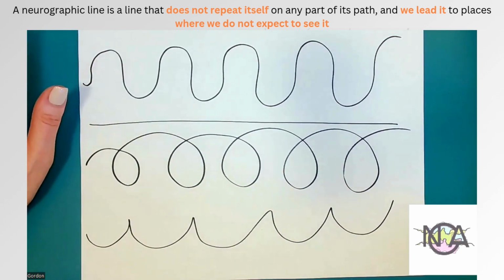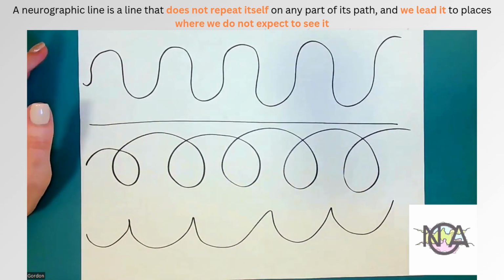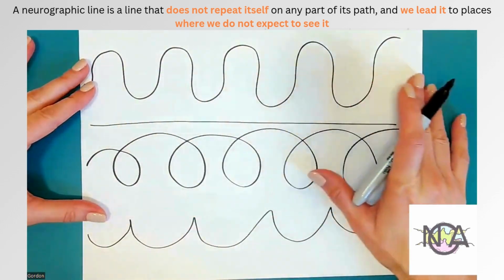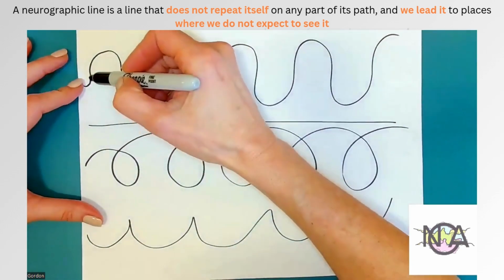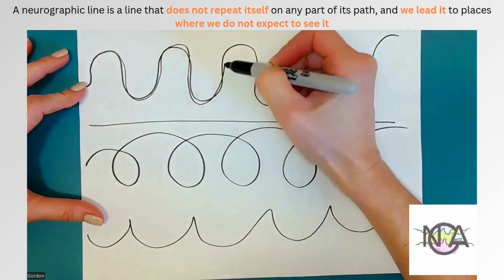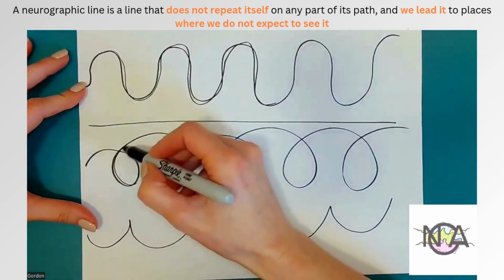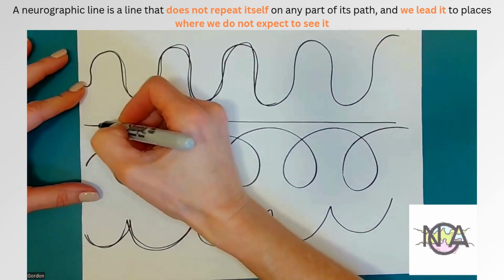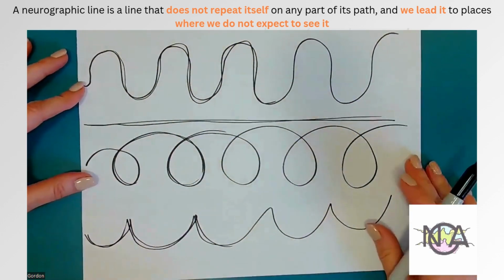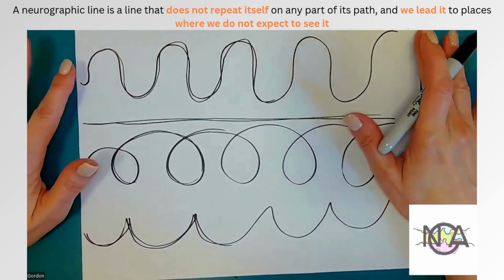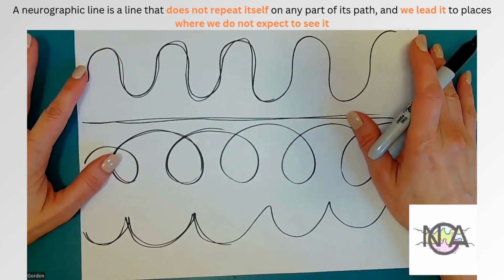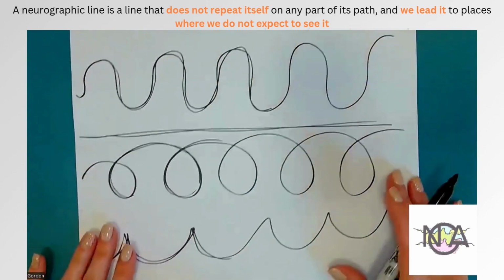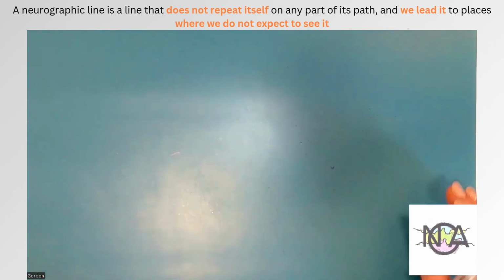When we read the words does not repeat itself on any part of its path, we can see how these lines, they repeat themselves. So we can see certain pattern here, and here, and here. And of course, the straight line repeats itself all the time. So we can clearly see these lines are not neurographic lines. Now let me show you the neurographic line.